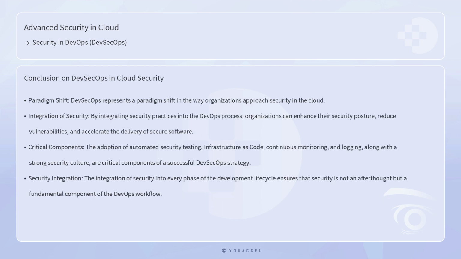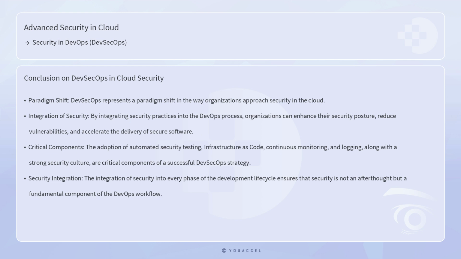In conclusion, DevSecOps represents a paradigm shift in the way organizations approach security in the cloud. By integrating security practices into the DevOps process, organizations can enhance their security posture, reduce vulnerabilities, and accelerate the delivery of secure software. The adoption of automated security testing, infrastructure as code, continuous monitoring, and logging, along with a strong security culture, are critical components of a successful DevSecOps strategy.